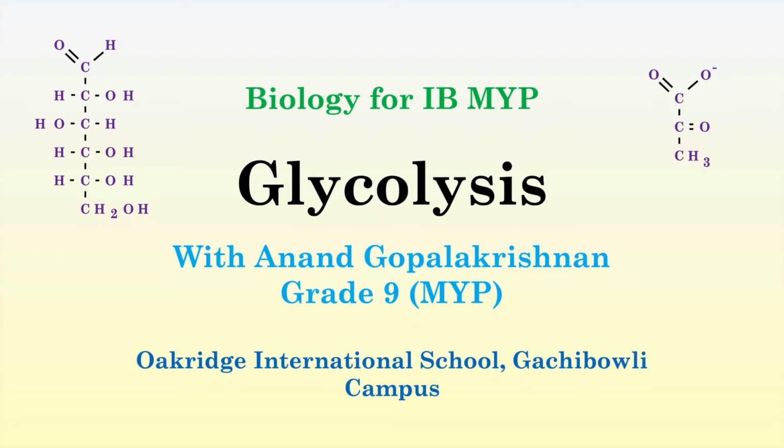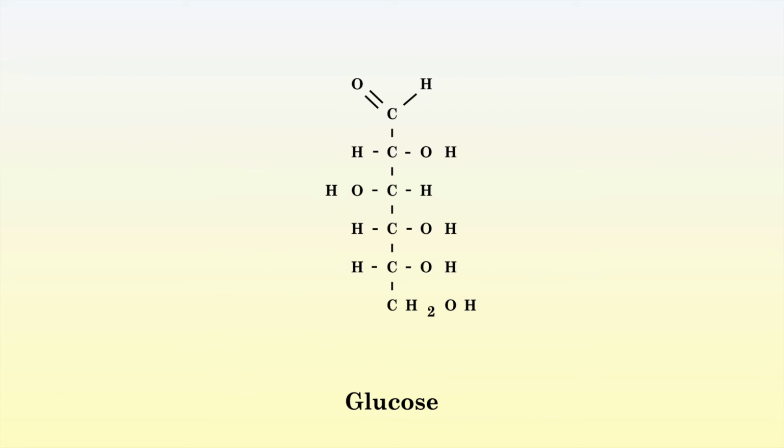Today, join me in biology for IB MYP to learn about glycolysis. This is glucose. It is called a hexose as it has 6 carbon molecules.